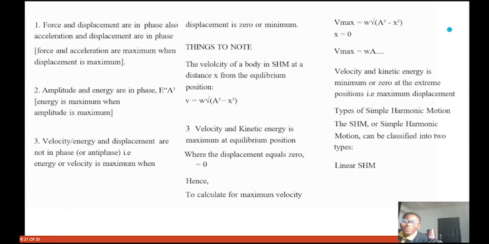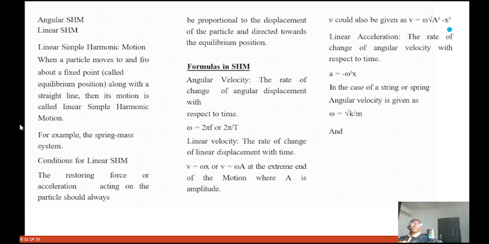That is maximum displacement. The types of simple harmonic motion: we have the linear and we have the angular simple harmonic motion. Linear simple harmonic motion is when a particle moves to and fro about a fixed point called the equilibrium position along a straight line. Then this motion is called linear simple harmonic motion. For example, the spring mass system, the one we explained.